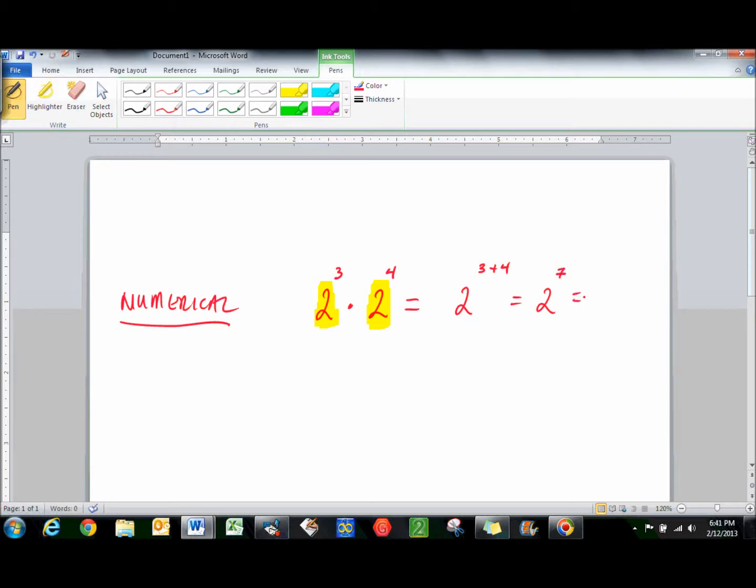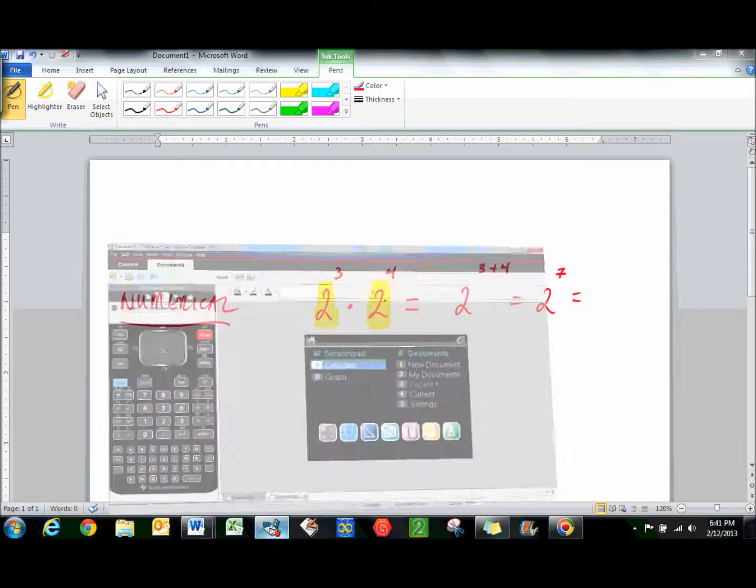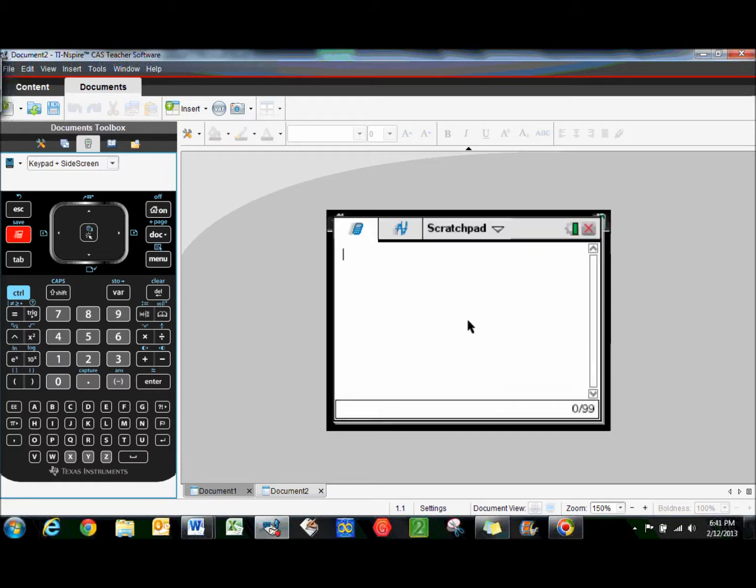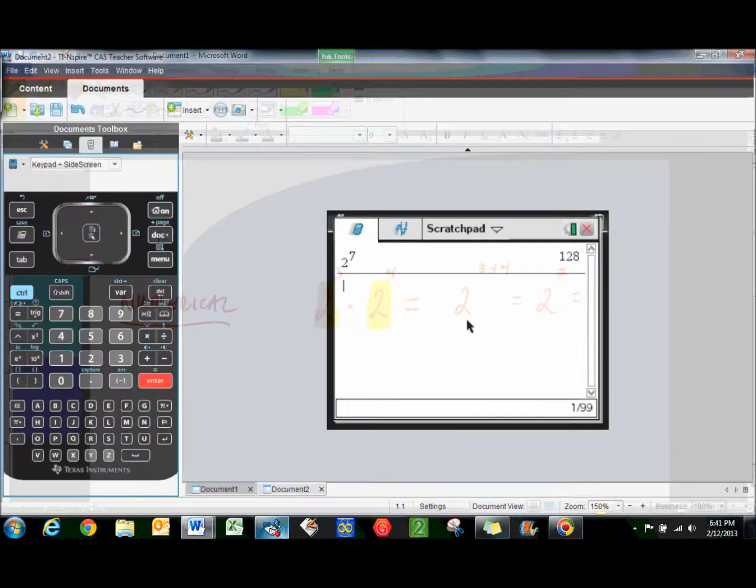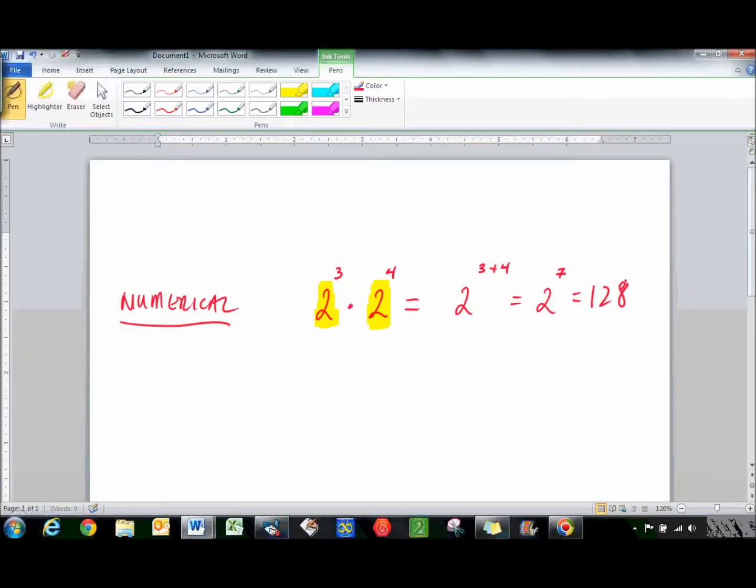Now, since this is numerical in nature, we're going to want you to finish this problem. Although I do not expect you to know 2 to the 7th power, you can then simply use your calculator. So we can do 2, and then we can hit the little caret symbol, which is going to give us the exponent, and then we can hit 7, which is going to give us the number 128. So this problem would be finished with 128.